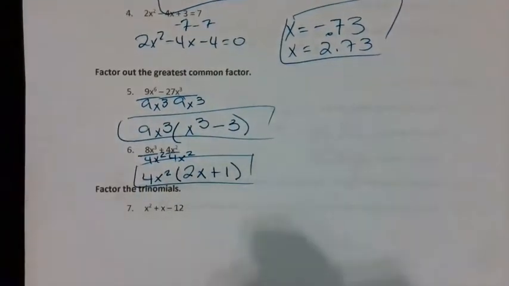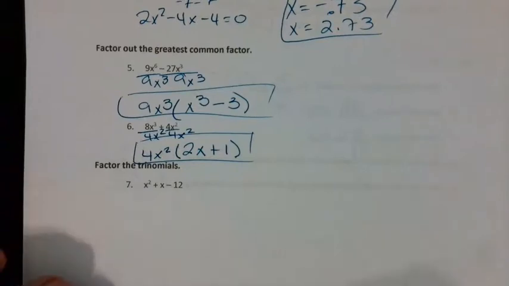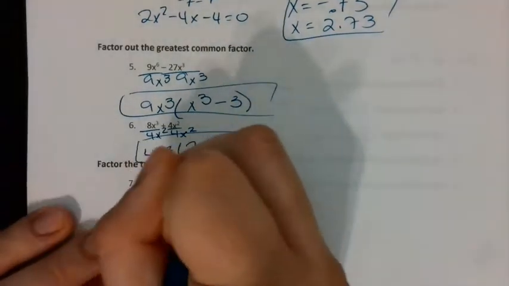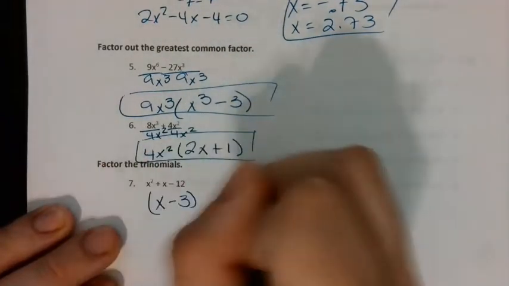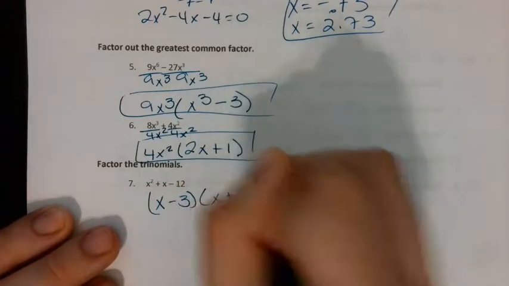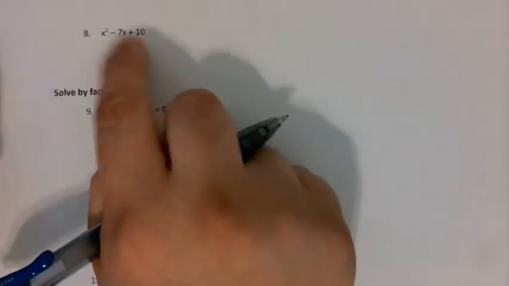Okay, on number 7, I'm looking for what multiplies to -12 and adds to +1. This is going to be -3 and +4. Same thing on number 8. I'm looking for what multiplies to +10 and adds to -7. This is going to be -5 and -2.